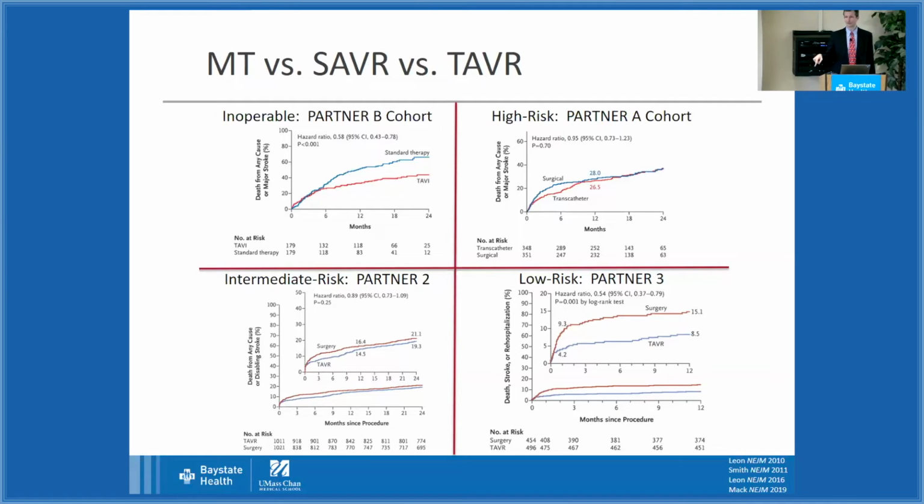And transcatheter valve replacement is better than medical therapy. And it's been done in people who are high risk for surgery. And transcatheter valve replacement is better than surgery. And it's been done in people who are at intermediate risk for surgery. And transcatheter valve replacement is better than surgery. And it's been done in people who are very low risk for surgery. And it turns out transcatheter valve replacement is better than surgery. So transcatheter valve replacement at this point has really become the standard of care.